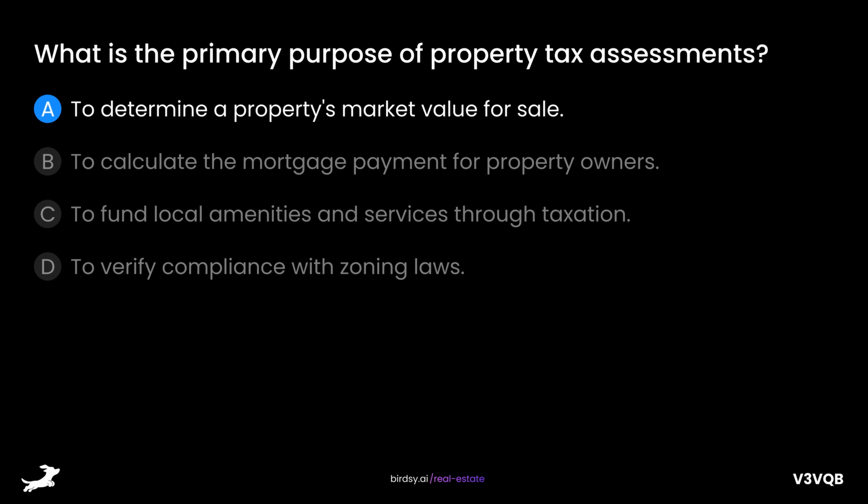Is it A, to determine a property's market value for sale, B, to calculate the mortgage payment for property owners, C, to fund local amenities and services through taxation, or D, to verify compliance with zoning laws? The answer is C, to fund local amenities and services through taxation.